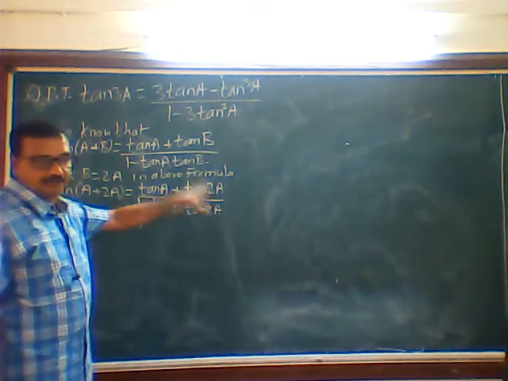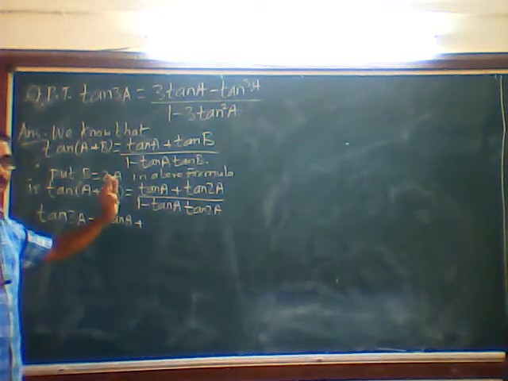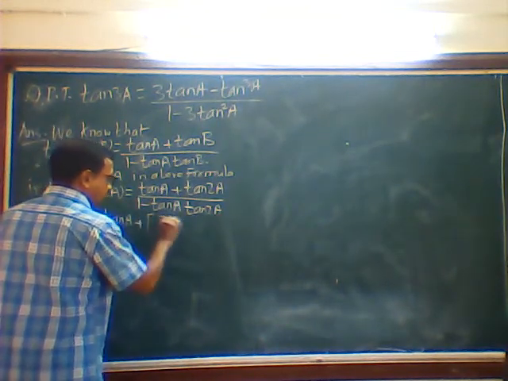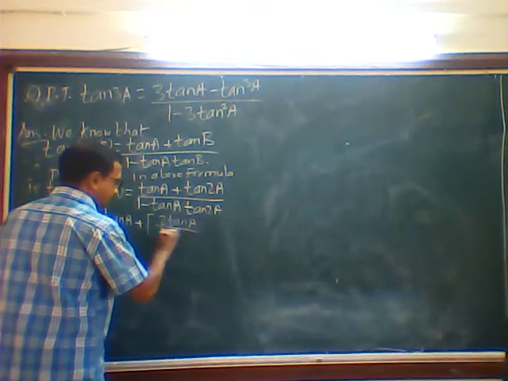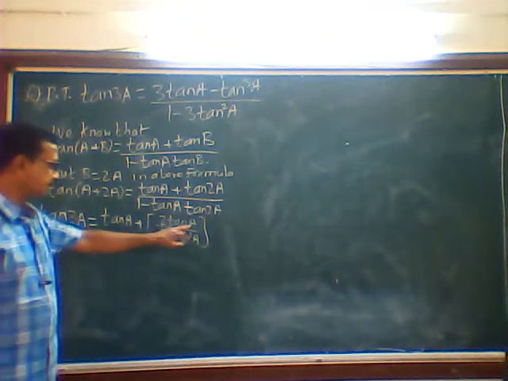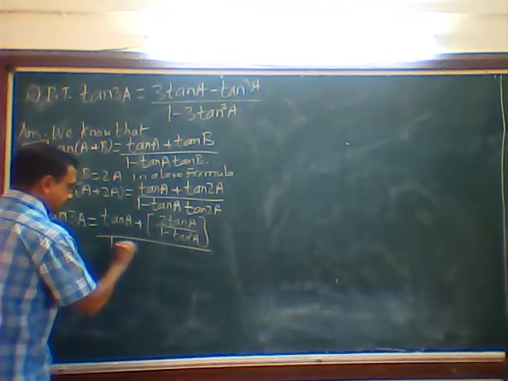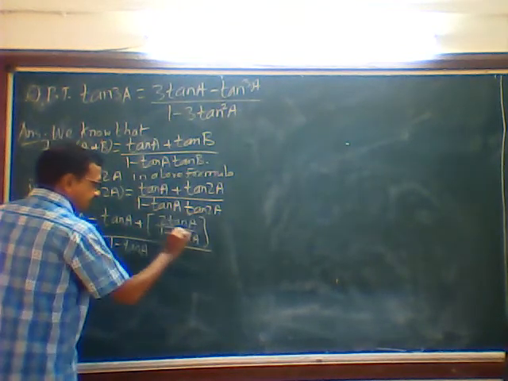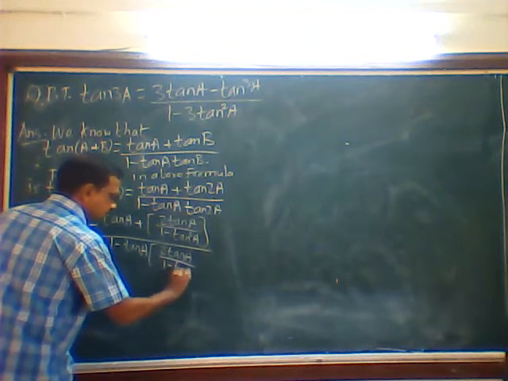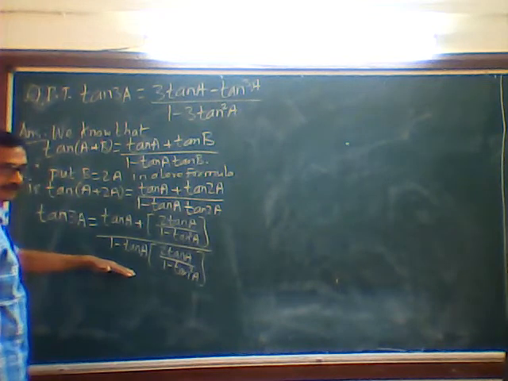Now here, for tan 2a I use the previous formula, the third formula. After defining sin 2a and cos 2a, I defined tan 2a. Tan 2a is what? In square brackets I write 2 tan a divided by 1 minus tan square a. Whole thing divided by 1 minus tan a, again with tan 2a written as 2 tan a divided by 1 minus tan square a. Okay, now I will solve the numerator first, then I will solve the denominator.